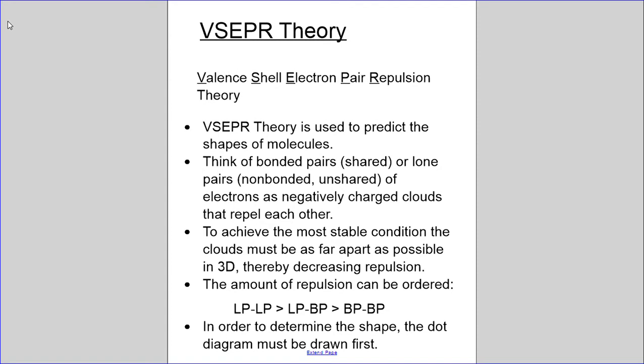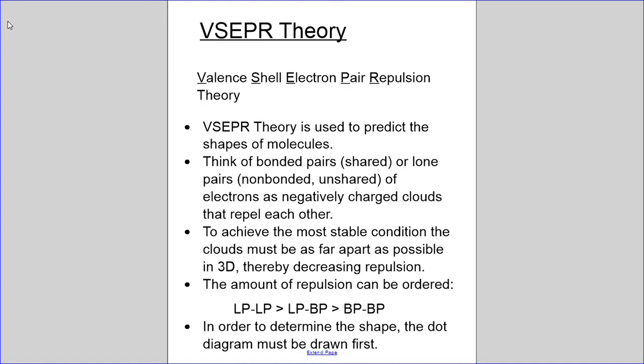And so you've had a little bit of experience so far going through and doing dot diagrams as well as building them, hopefully with the model kits a little bit. If we think of bonded pairs, which are those shared pairs of electrons, they make those covalent bonds, or if we think of lone pairs, the ones that are grouped in groups of two, they're non-bonded or unshared pairs of electrons, as negatively charged clouds. These negatively charged clouds are going to repel each other the same way that two sides of the same magnet will repel each other. So to achieve the most stable condition, the clouds must be as far apart as possible in 3D, in your X, Y, Z axis, and it would decrease the repulsion force that's there.